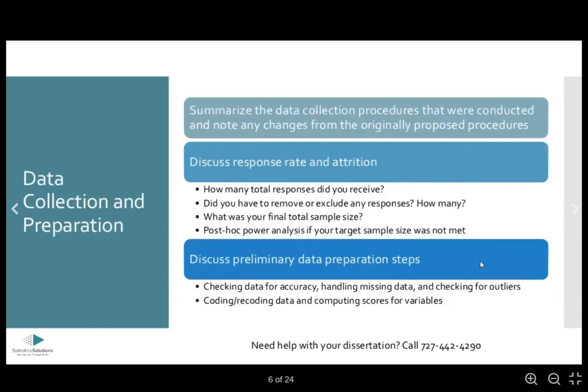You will talk about the collection procedures for the study, and you also want to note if you deviated at all from your original proposal. So typically chapters 1 through 3 are going to be your proposal chapters. That's where you are putting out the plan for how you intend on collecting your data and carrying out the research. But it's not unlikely that things change when you collect the data and analyze your results. So here you just want to report back if there were any changes.